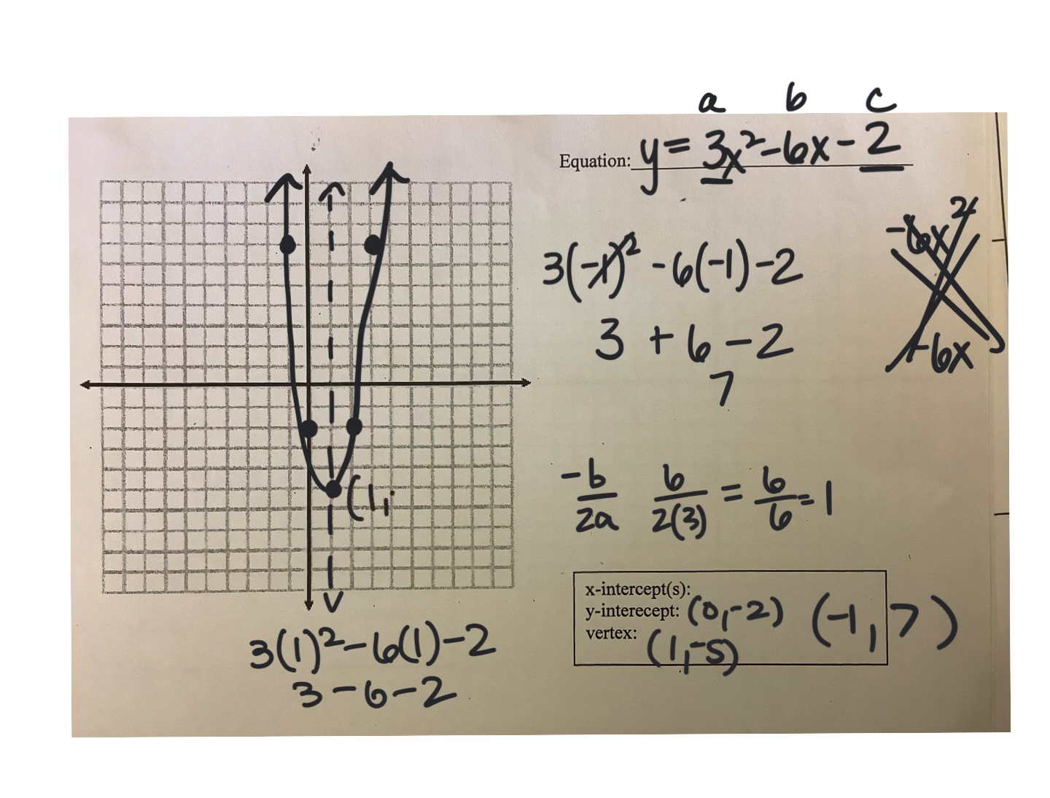Then the last thing, we should just label some points. I've got (1, -5). My y-intercept is (0, -2). I do not have nice x-intercepts. So there we go. We just graphed a parabola.